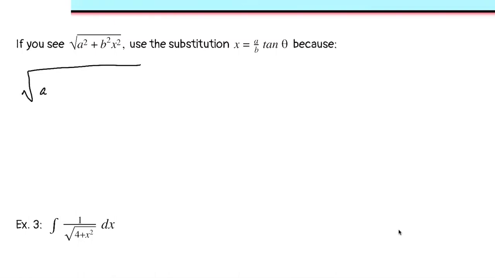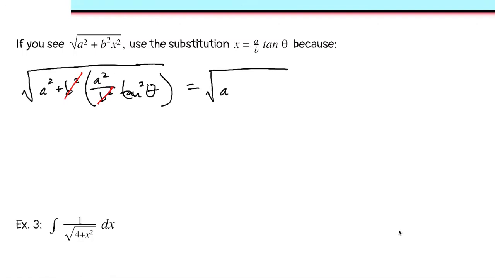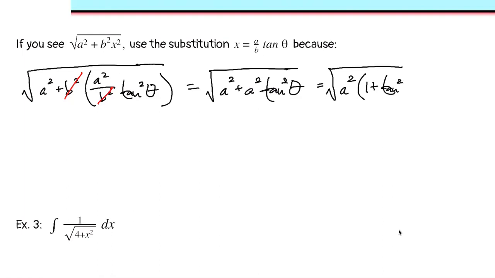So we would get a squared plus b squared times a squared over b squared tangent squared theta. And we can see here that those b squareds are going to cancel just like they did in the sine substitution, leaving us with a squared plus a squared tangent squared theta. Now, what's nice about this is, once again, I can factor out an a squared and have 1 plus tangent squared.